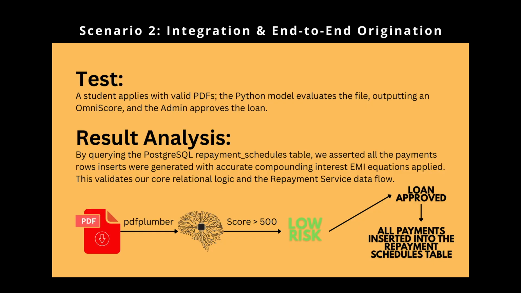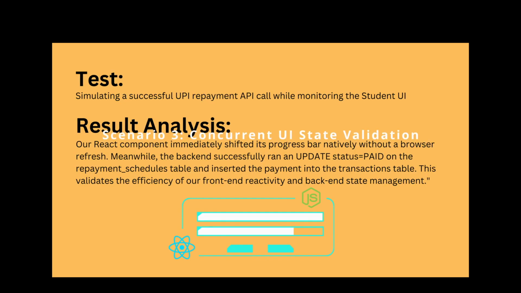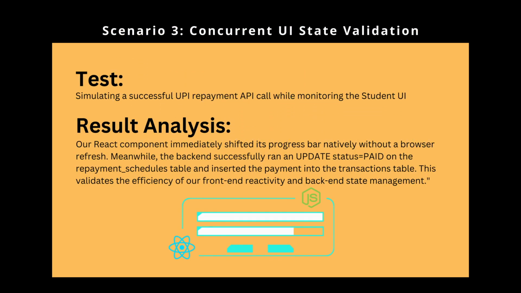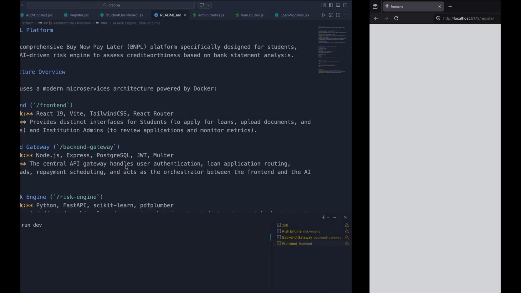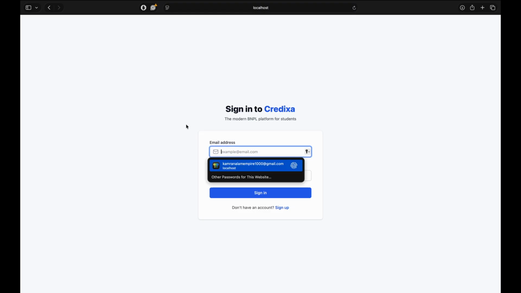The Python model evaluates the file, outputting an Omni score, and the admin approves the loan. Scenario 3: concurrent UI state validation, simulating a successful UPI repayment API call while monitoring the student UI. Let's test these scenarios. Now, let's deep dive into our application.